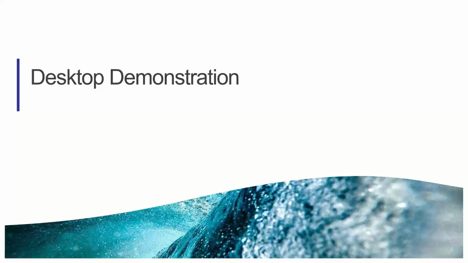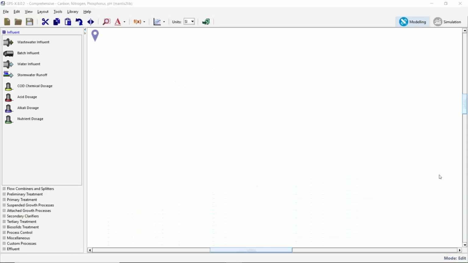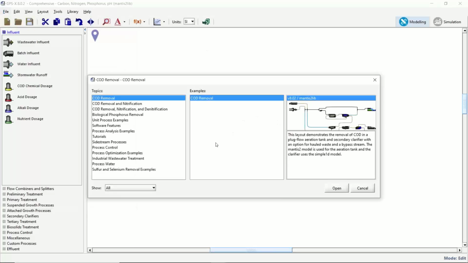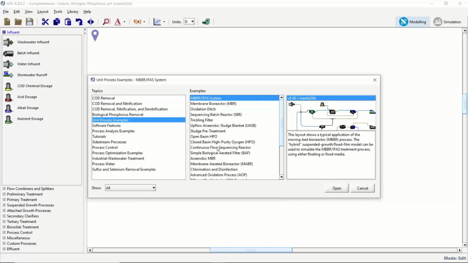Okay, time for a desktop demonstration. So here's my copy of GPSX, and I'm going to go to the sample layouts menu. In the sample layouts menu, you will find the unit process example.